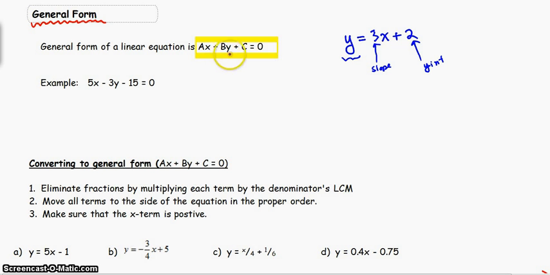However, a lot of times equations will be given to us in general form, which is ax plus by plus c equals 0, where a, b, and c are some values, and x and y are still our input and output. They're just rearranged in a different way. So that is what we're going to discuss today.